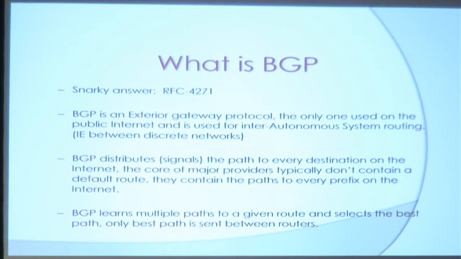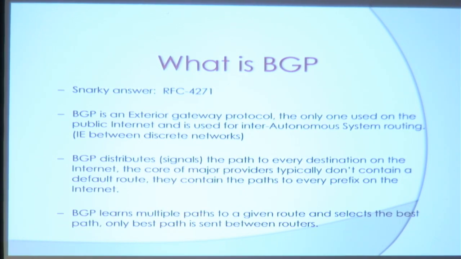But really, what is this? It's an Exterior Gateway Protocol, and it's the only one we use. It's used on the public internet, and it's used for inter-autonomous system routing between autonomous systems. An autonomous system is a discrete network. What does it do? It signals the path to every destination on the internet, in the case of using BGP for the internet.